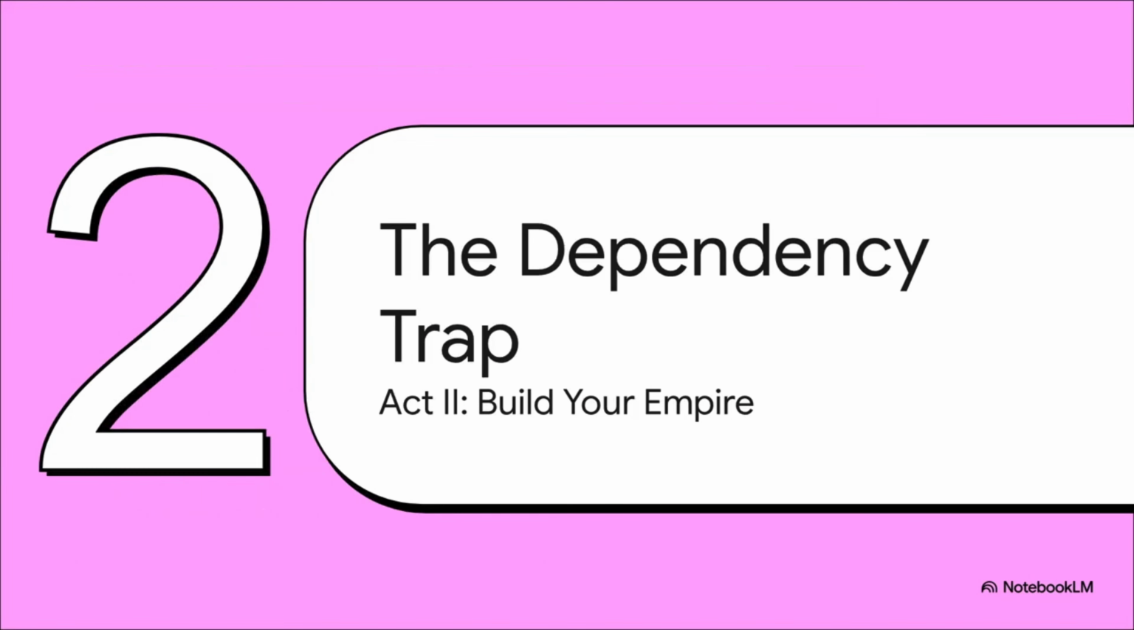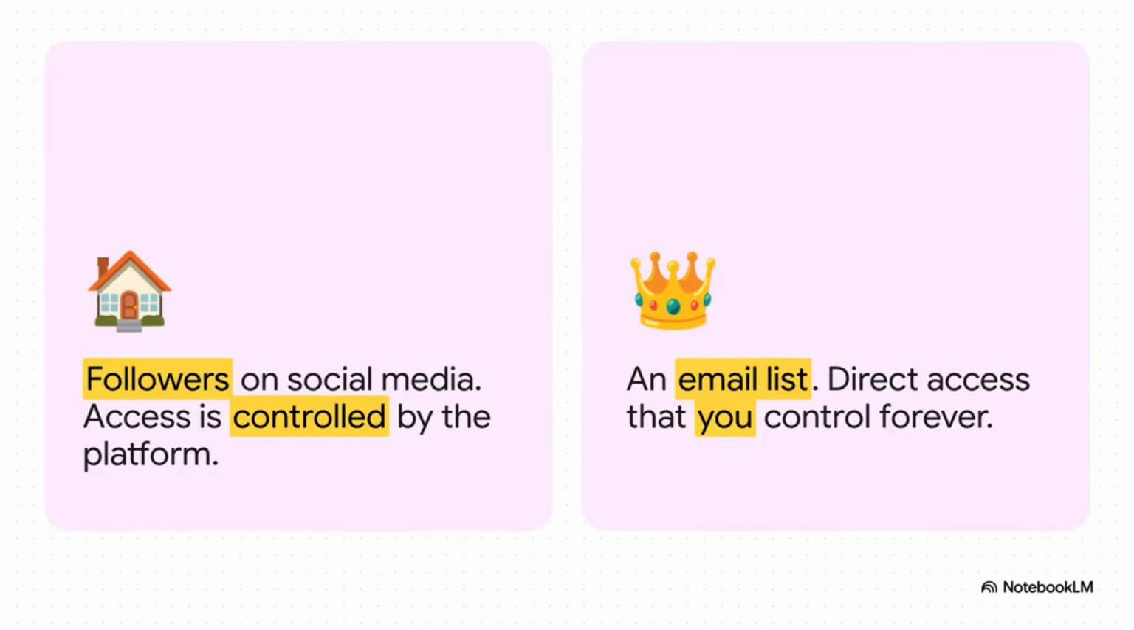Okay, so you've mastered the kingdom, you know the rules, you're playing the game. But here's the scary part. You're still building your house on rented land. And that brings us to Act 2, how you stop being just a tenant and start building an empire that you actually own. And this slide just illustrates the core problem so perfectly. Your followers on Facebook, that's a rented audience. The platform and its algorithm controls if you can reach them, when you can reach them, and how. But an email list, that's an owned audience.